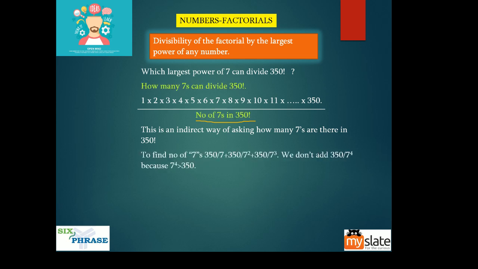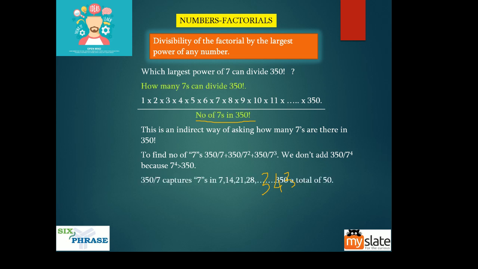Okay, to find the number of 7's, you know, 350 by 7 plus 350 by 7 square plus 350 by 7 cube. Now why did I stop with 7 cube? Because 7 cube is 343. 7 power 4 will go beyond this, so I don't want you to go there. We don't add 350 by 7 power 4 because 7 power 4 is greater than 350.